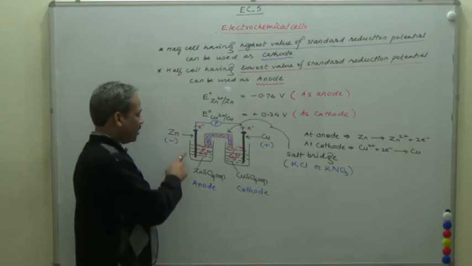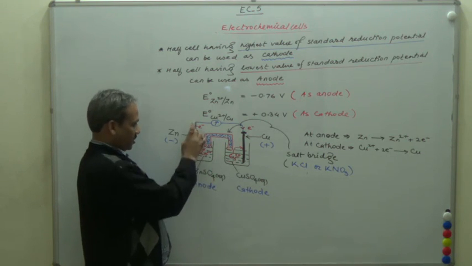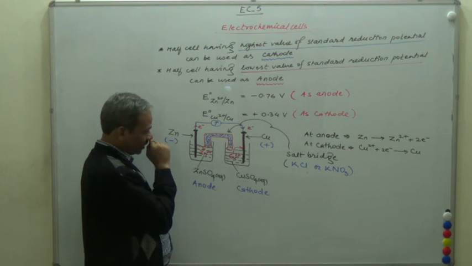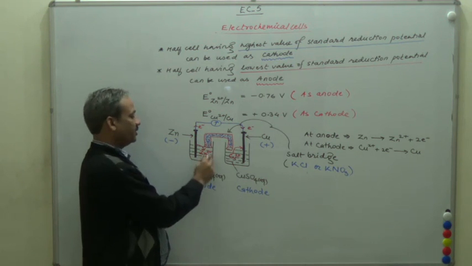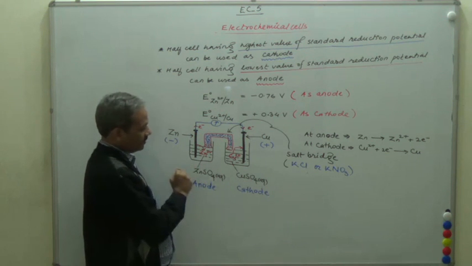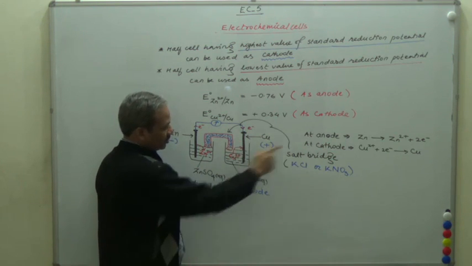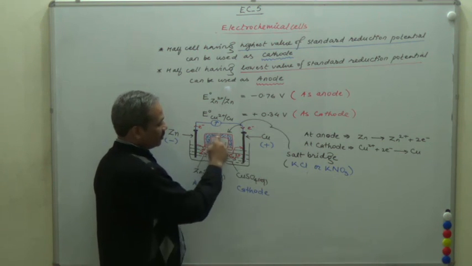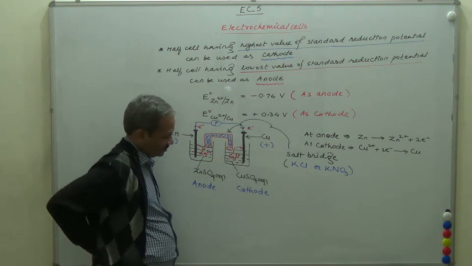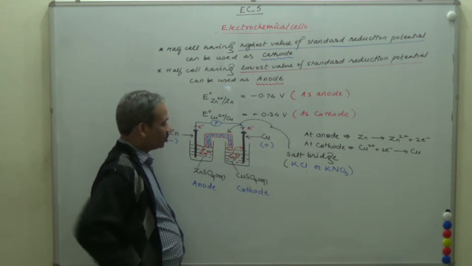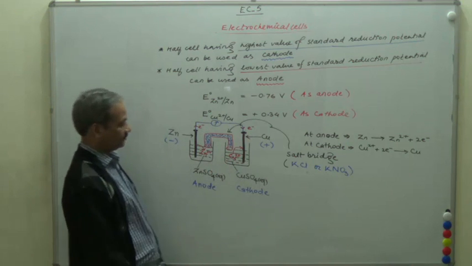Now what happens when some zinc ions are formed in the anode half cell because of the oxidation reaction: the same number of anions also travel from the salt bridge to the anode compartment to make this solution electrically neutral. Similarly, when some of the copper ion get reduced at cathode because of the reduction process, some potassium ions will travel into the solution to make the solution electrically neutral. So the salt bridge is used to overcome liquid junction potential as well as to complete the internal circuit.